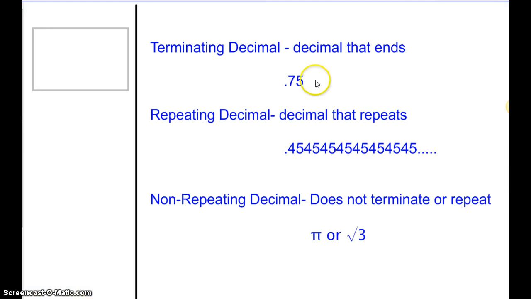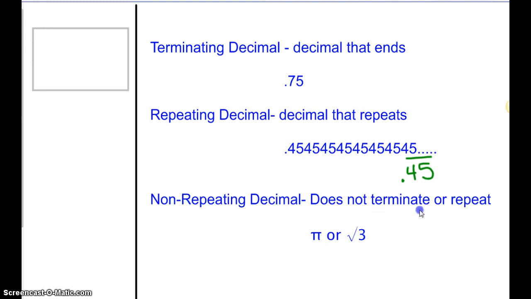Couple more things. Terminating decimals. The Terminator terminated stuff. They're decimals that end. So 0.75. A repeating decimal, it repeats. 0.45, 45, 45, and so on. Same thing on and on and on. So I would write that as 0.45 with the repeating line.